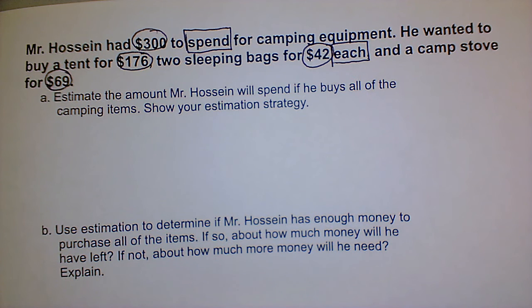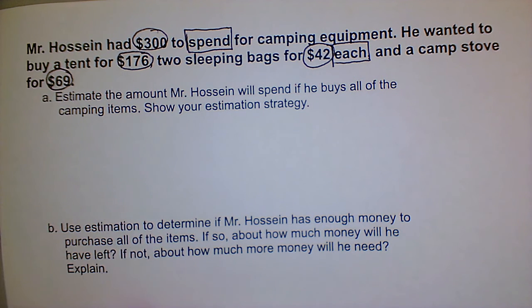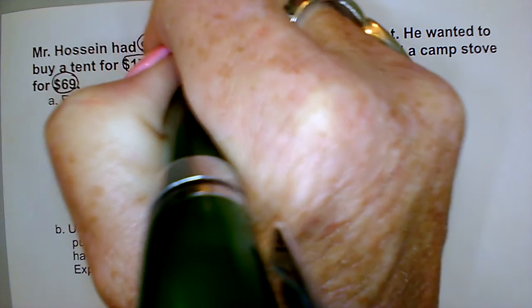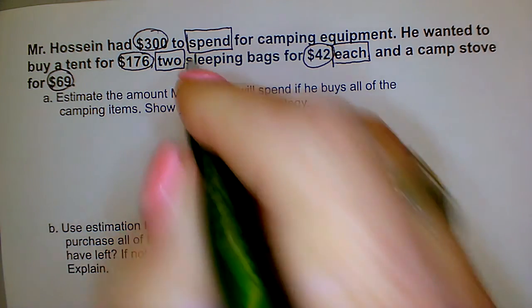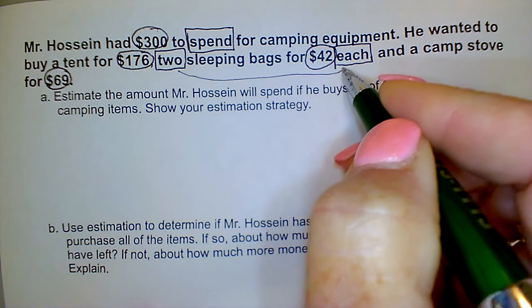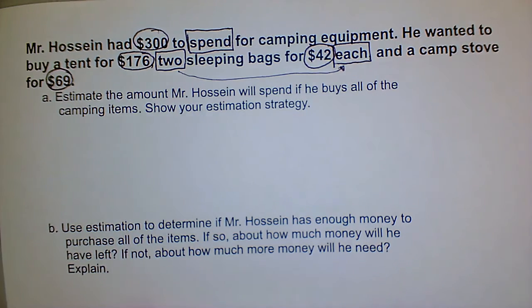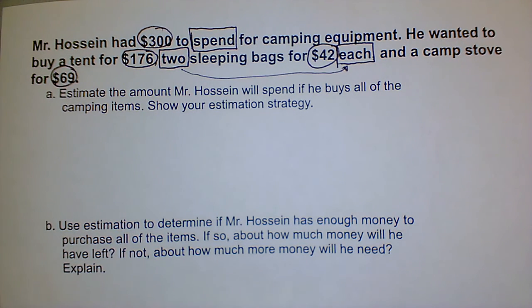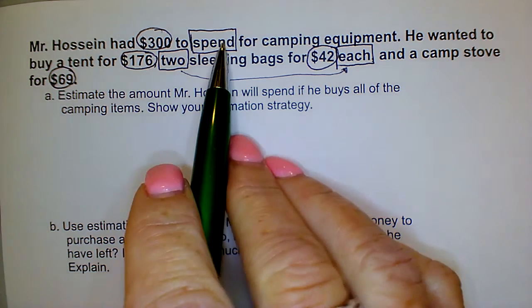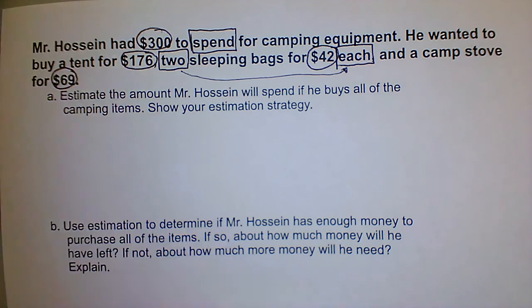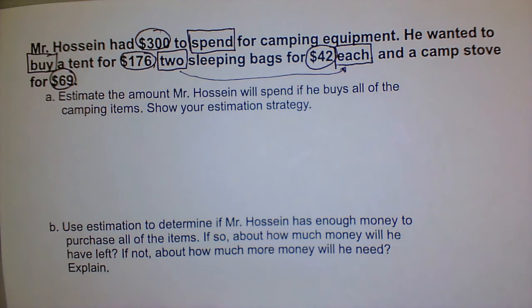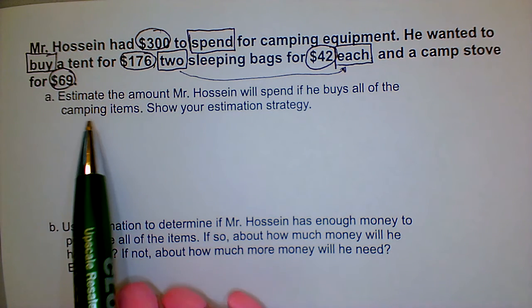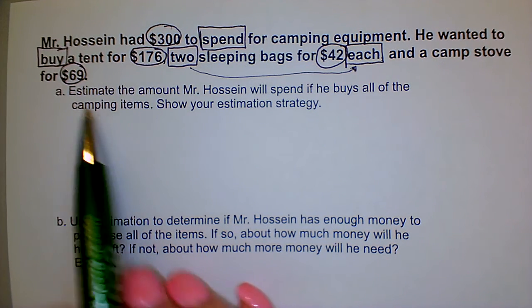2. Very good. So 2 is a key word and a number, correct? Because we need to know how many sleeping bags because we see each here. All right? Anything else? Buy. Again, if he's spending, it's because he is buying something. Okay? So let's figure out what they want us to do with all of this information they've provided.